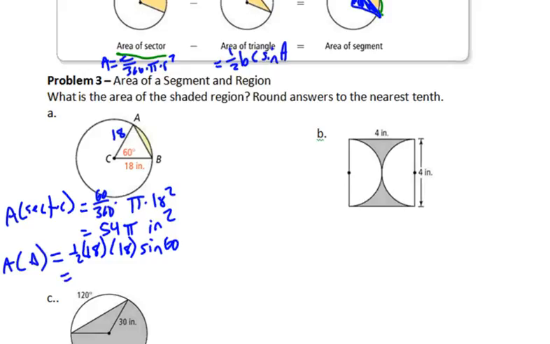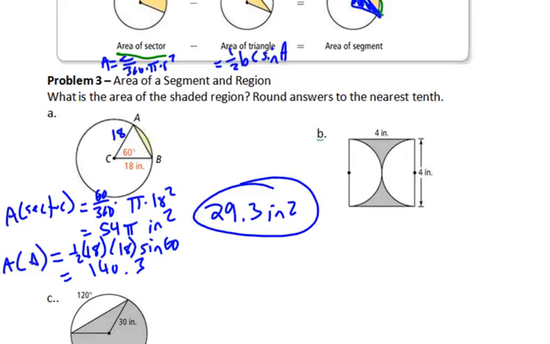so it's round to the nearest tenth. Alright, we can do that. 0.5 times 18 times 18 times sine of that middle angle, which would be 60. And I get about, and again, rounding right now is not the best, but it'd be 140.3. And subtract that from the sector. So we have 54 pi minus that. And I ended up getting 29.3 inches squared. Alright, hope that works out. Hope that makes sense. But that's how you use that formula.